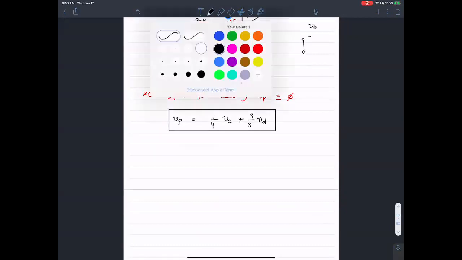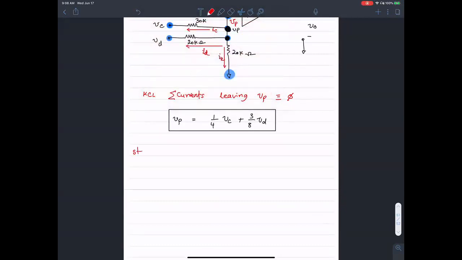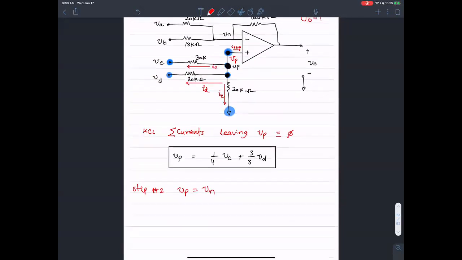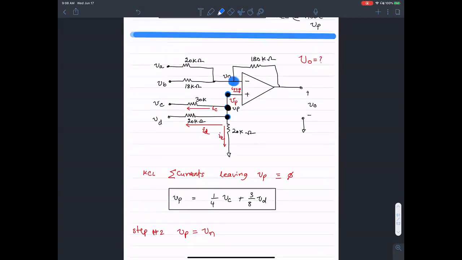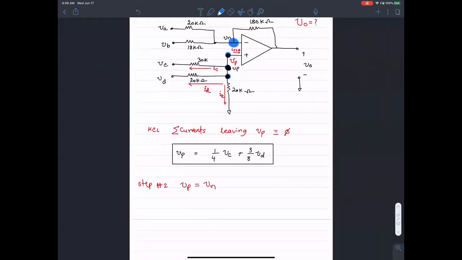Now step 2: VP equals VN, because of the virtual short. VP will exactly equal the voltage VN over here, and VN is going to be that. Now we can go to step number 3, KCL at node Vn.